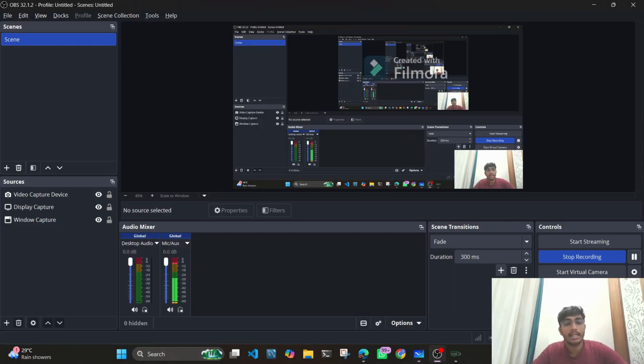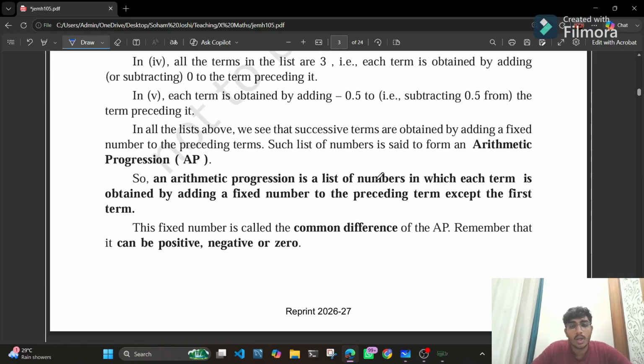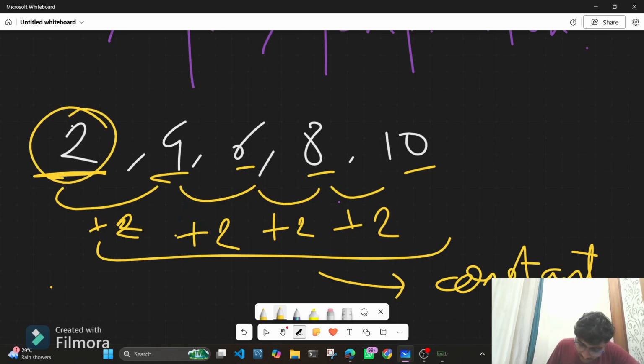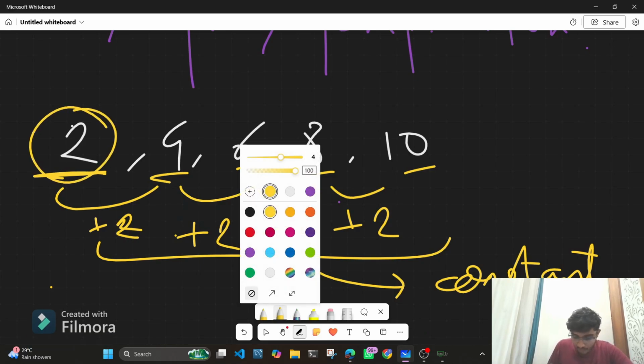So basically, an arithmetic progression is a list of numbers in which each term is obtained by adding a fixed number to the preceding term, except the first term. Okay, the first term is an exception. We do not have a preceding term for the first term, right?